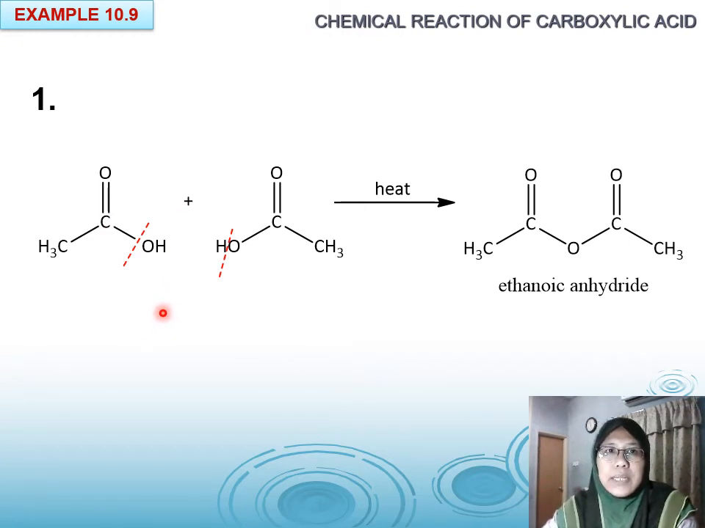This is an example 10.9 where you can see ethanoic anhydride is formed from two molecules of ethanoic acid. Now, bear in mind, we also can produce ethanoic anhydride if we have acyl chloride. So both carboxylic acid and acyl chloride, when heated, they can form ethanoic anhydride or any acid anhydride depending on how many carbons they have.